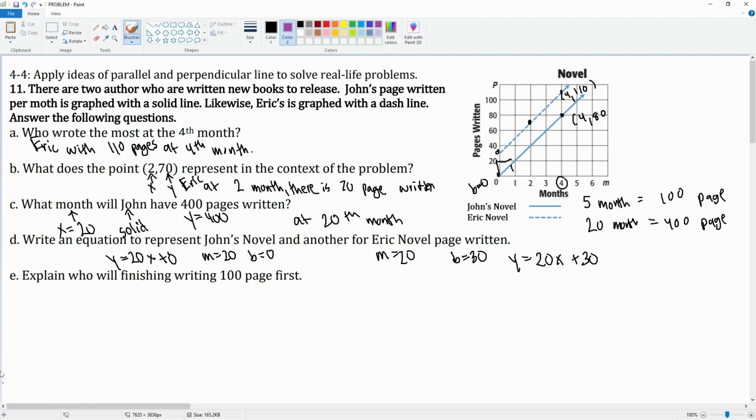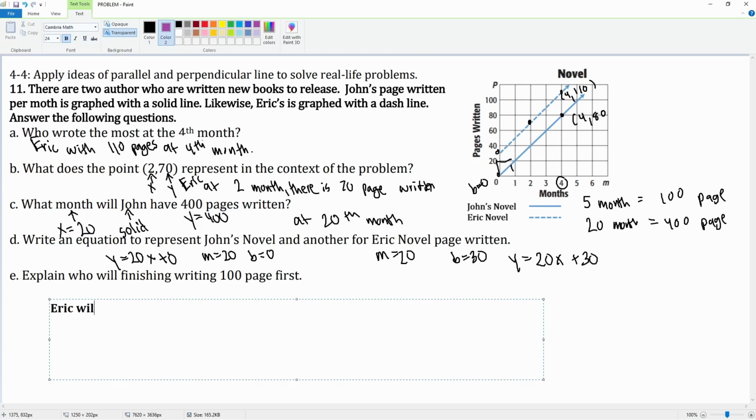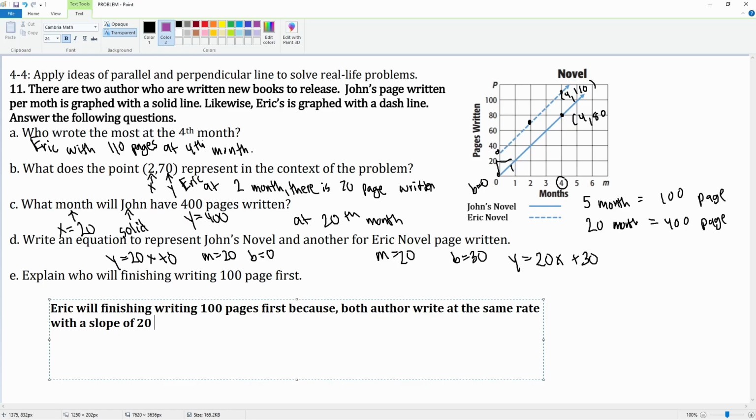Okay, explain who will finish 100 pages first. So we take a look at this page already. It looks like at 100 pages, the dashed line, which is Eric, will write it first. So we can say here, I'm just going to type it. Eric will finish writing 100 pages first, because both authors write at the same rate with a slope of 20 pages per month.